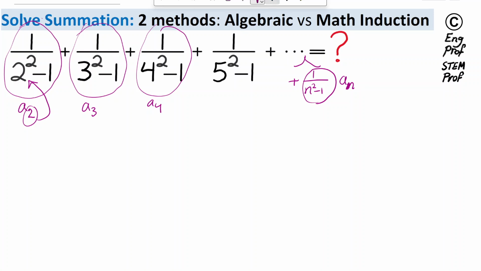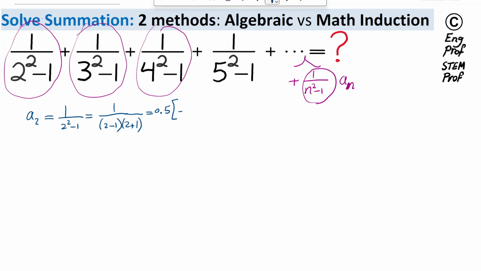Okay, I'm going to write these terms here. So I have a2, so let me just remove these. I'm going to say a2 is 1 over 2 squared minus 1, and obviously I can write this as 1 over 2 minus 1 times 2 plus 1, which is 0.5 times 1 over 2 minus 1 minus 1 over 2 plus 1. So let's keep this, and if you want to further expand this, it becomes 0.5 times 1 minus 1 over 3. So let's keep this.